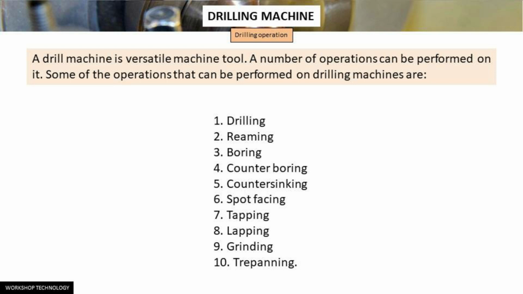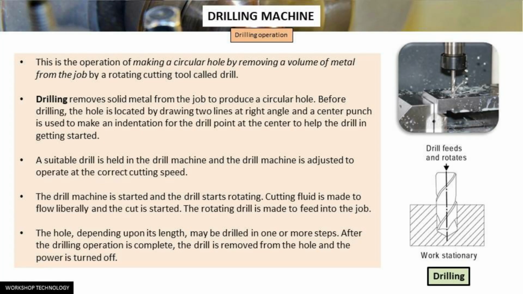The operations that are commonly performed on a drilling machine among all these 10 operations are drilling, reaming, lapping, boring, counter boring and counter sinking. Let's discuss these operations one by one. First and foremost is the drilling operation. This is the operation of making a circular hole by removing a volume of metal from the job by a rotating cutting tool known as a drill.